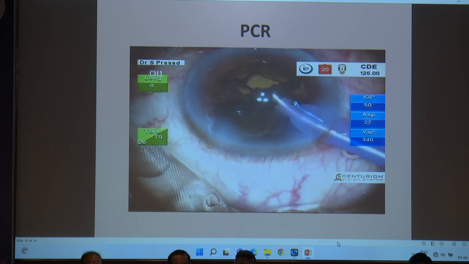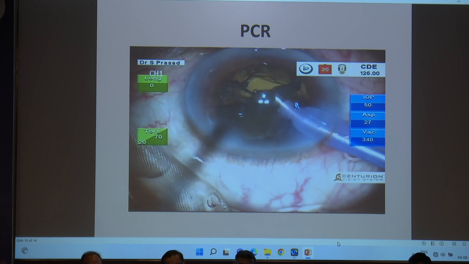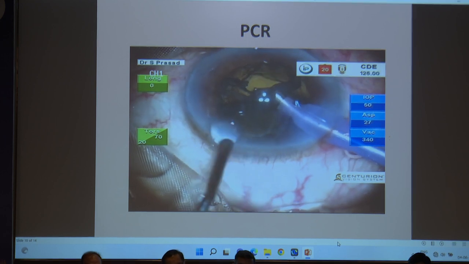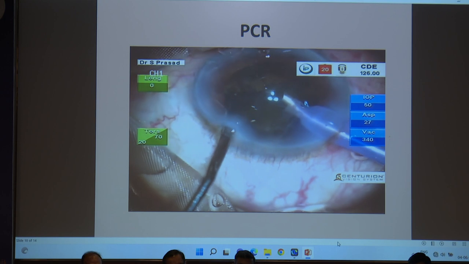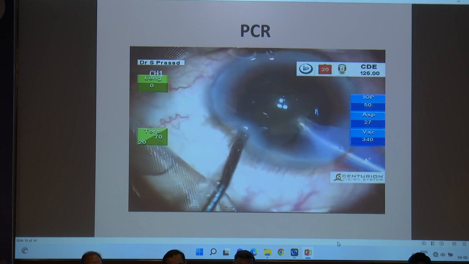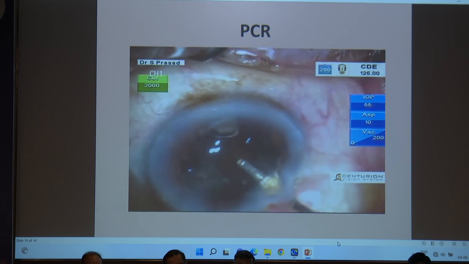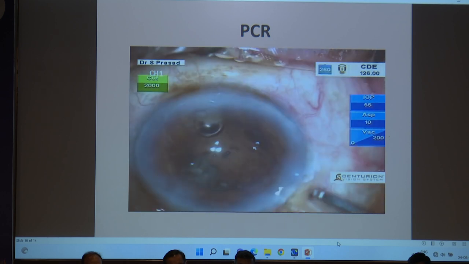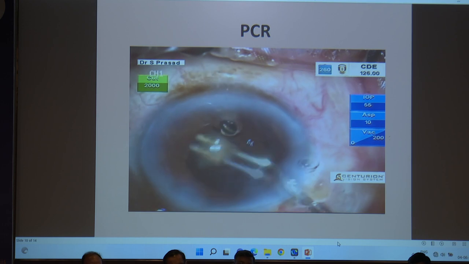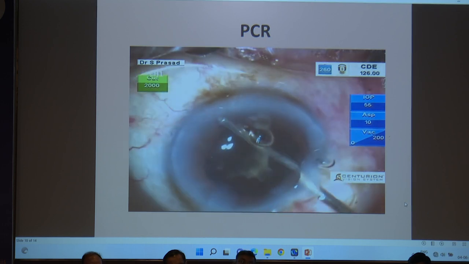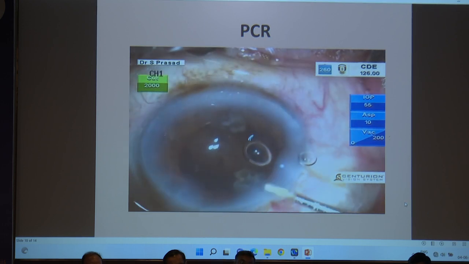So here, before taking out the handpiece, you have to inject viscoelastic through the side port so that there is no further extension of the posterior capsule rent, which is so essential in these cases as highlighted by Dr. Love. And then I went ahead with doing the anterior vitrectomy. I won't go into that detail. This has already been covered by previous speakers.